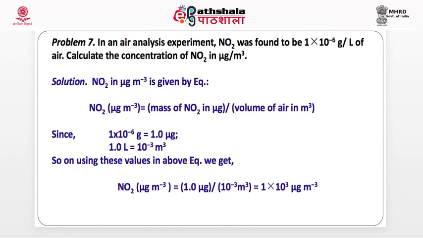Now, this problem. In an air analysis experiment, NO2 was found in a sample of air; calculate the concentration of NO2 in microgram per meter cube. Remember, concentration in microgram per meter cube is mass of NO2 in microgram divided by volume of air in meter cube. Since 1 into 10 to the power minus 6 gram is equal to 1.0 microgram and 1.0 liter is equal to 10 to the power minus 3 meter cube, using these units we can come to this answer: 1 into 10 to the power 3 microgram per meter cube.